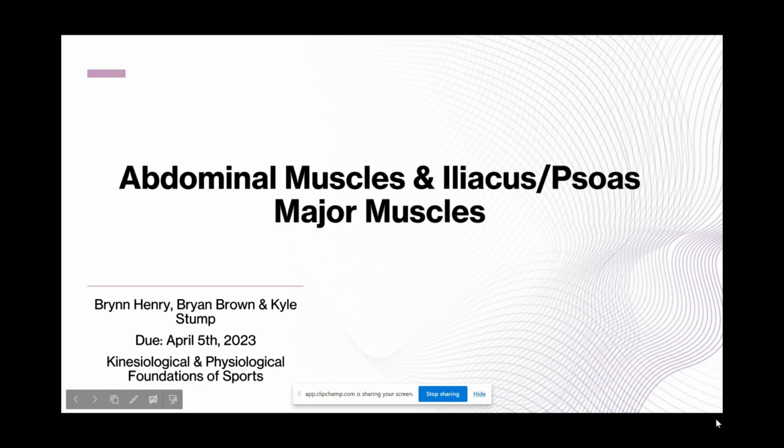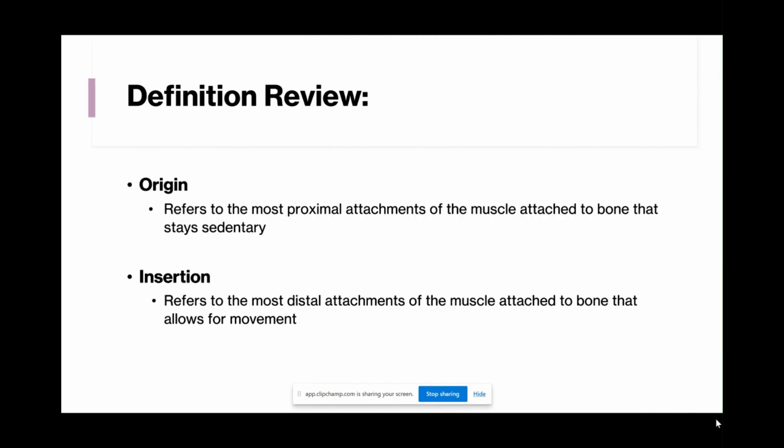Hello. Today we will be discussing the abdominal and pelvic muscles. Let us begin by doing a simple review of definitions regarding origin and insertion. The point of origin refers to the most proximal attachments of the muscle attached to the bone that stays sedentary. Insertion refers to the most distal attachments of the muscle attached to the bone that allows for movement.